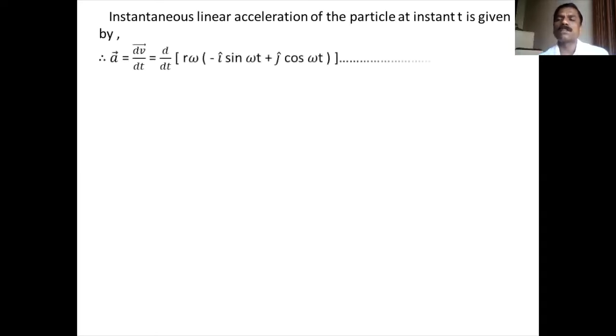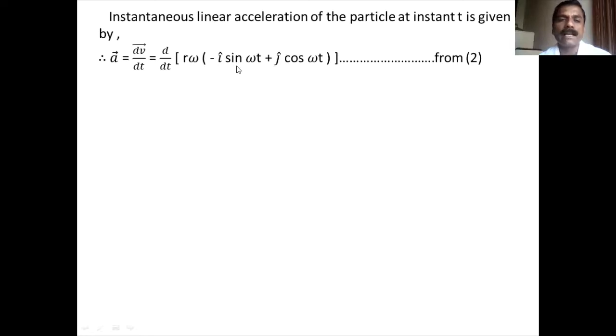If we know the velocity, then by taking the derivative of the velocity with respect to time, we can find out the acceleration. So a bar is equal to d by dt of v bar. Now we can put the value of v from equation 2. So you will get the relation d by dt of, this is the value of v bar from equation 2.